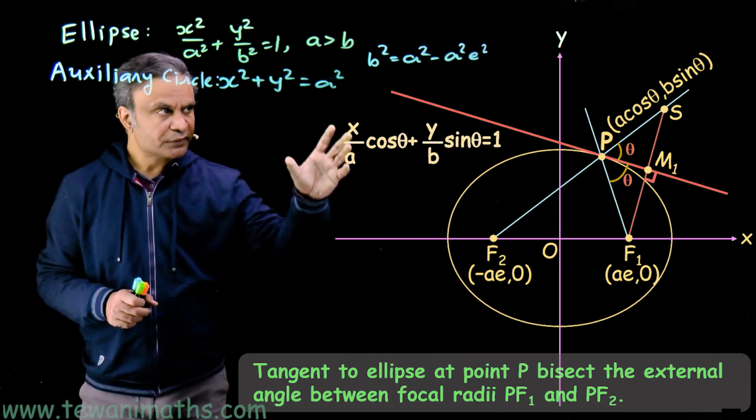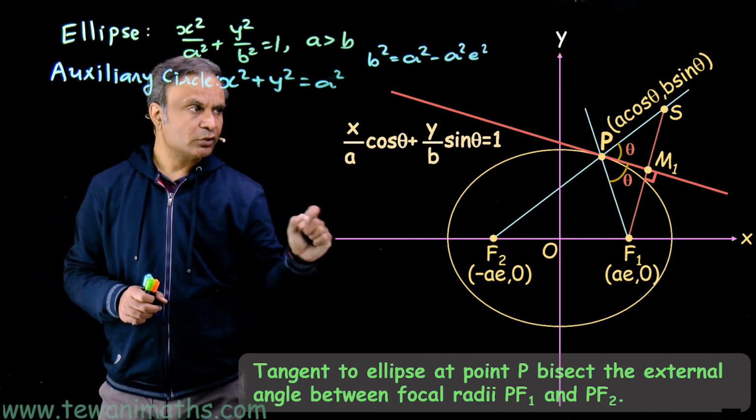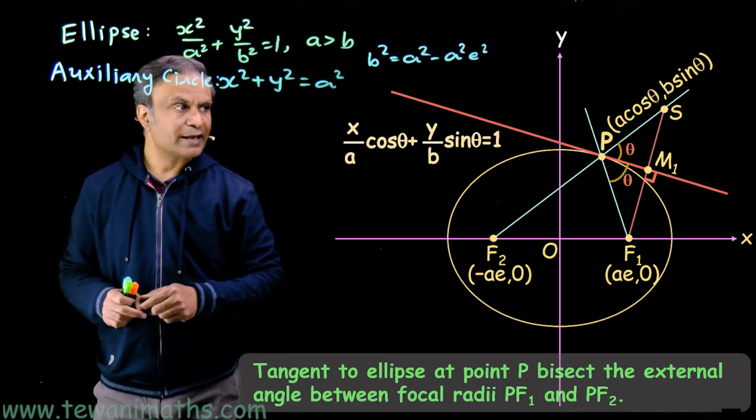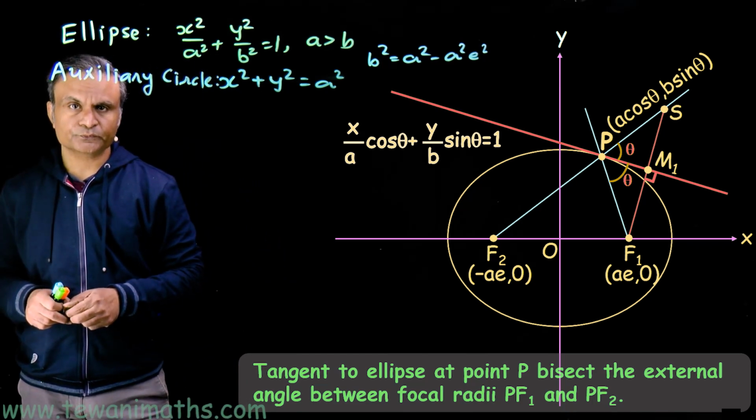In this figure, point S is the reflection or image of focus F1 in the tangent line. Point S will lie on line PF2.